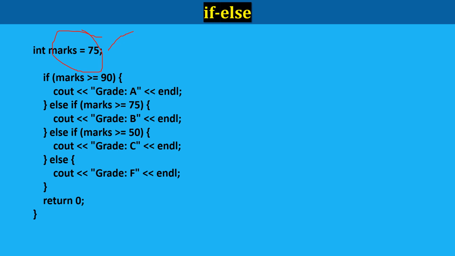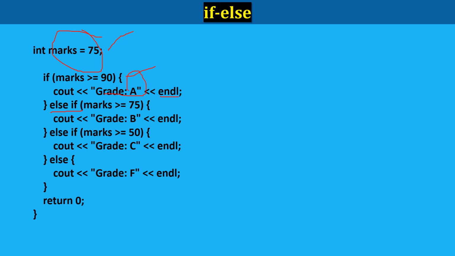If marks are more than or equal to 90: start an if statement to check if the value of marks is greater than or equal to 90. If the condition is true, the program executes the block of code inside this if. If the condition in the if statement is true, the line is executed: print grade A to the console followed by moving to a new line. Else if marks are more than or equal to 75, check the next condition.